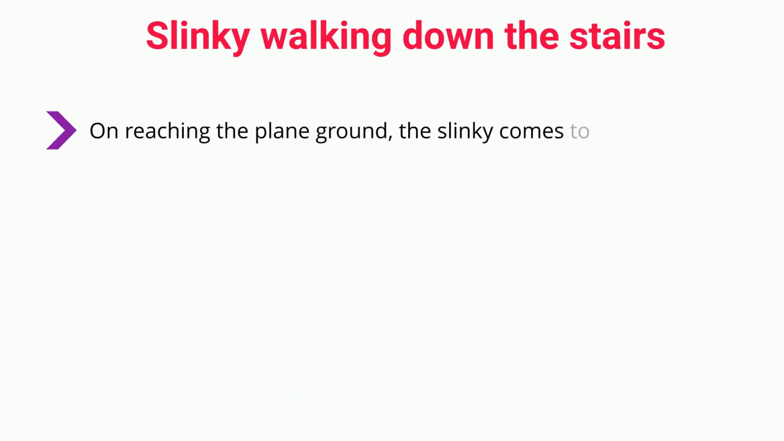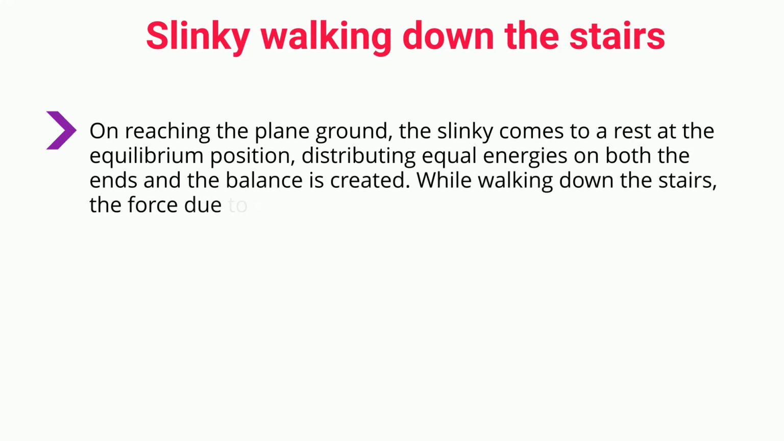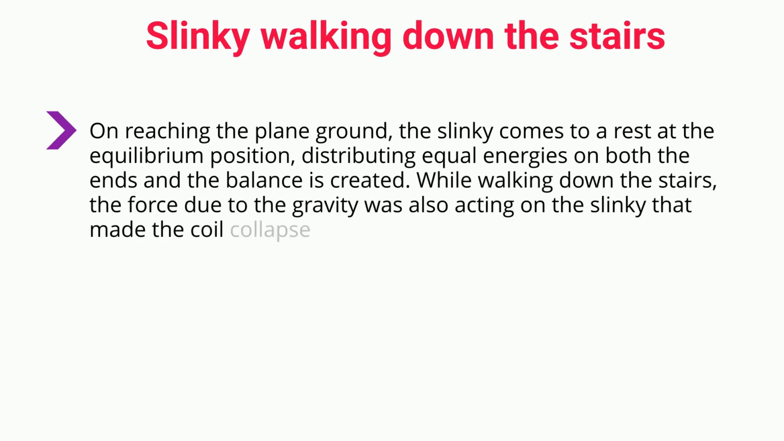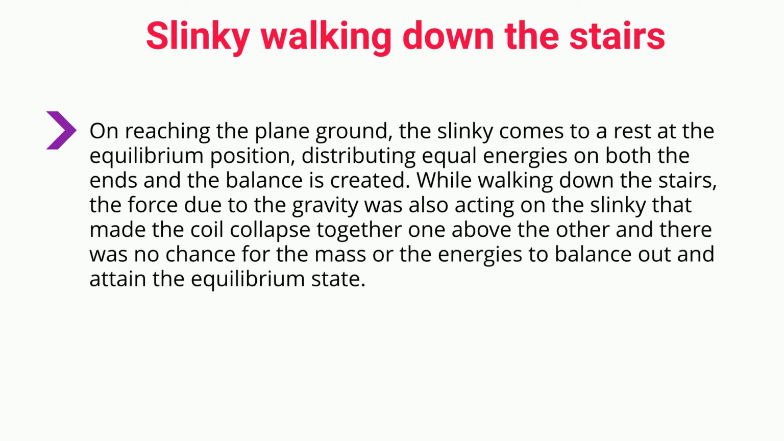This is how the slinky is able to walk down the steps independently. On reaching the plain ground, the slinky comes to rest at the equilibrium position, distributing equal energies on both ends, and the balance is created. While walking down the stairs, the force due to gravity was also acting on the slinky, making the coils collapse one above the other, and there was no chance for the mass or the energies to balance out and attain the equilibrium state.